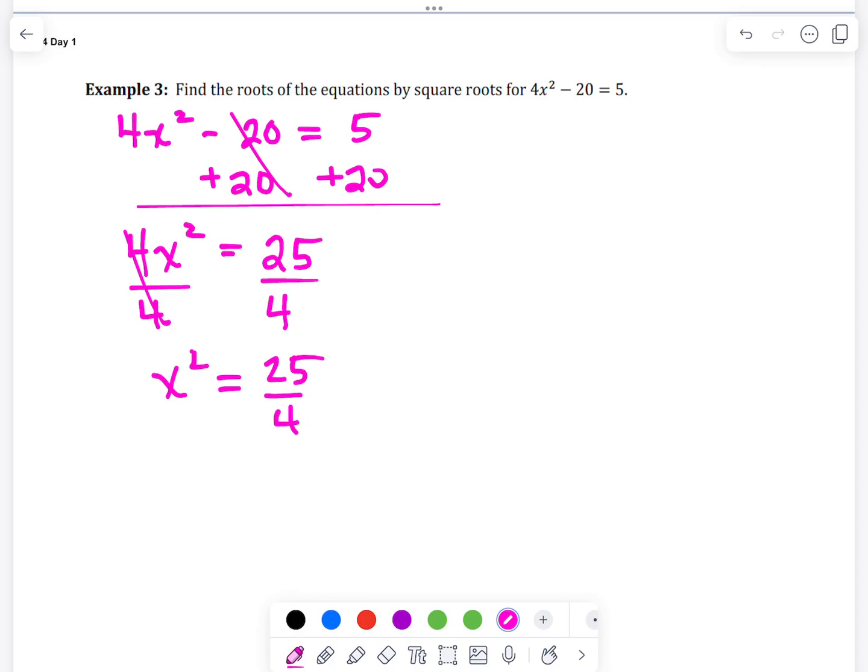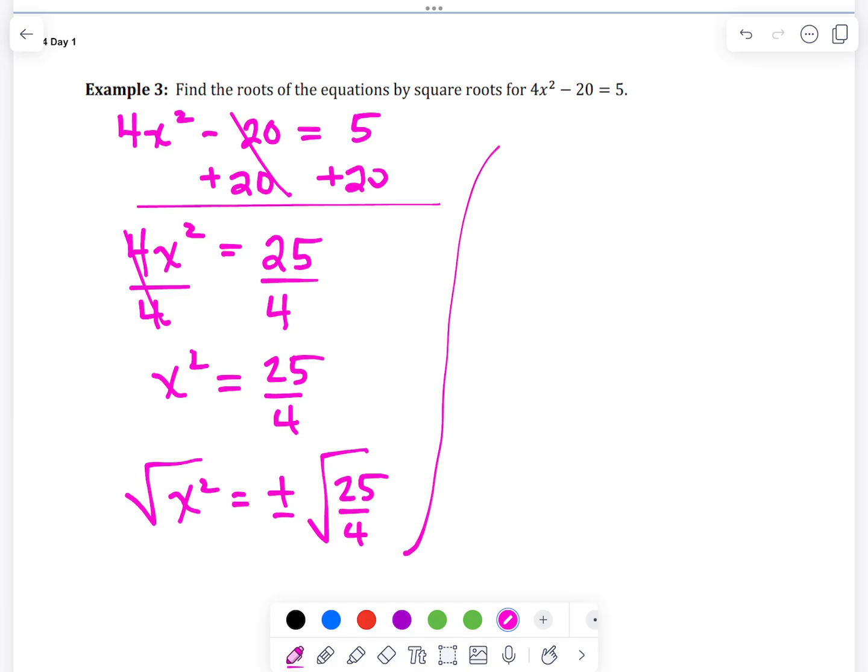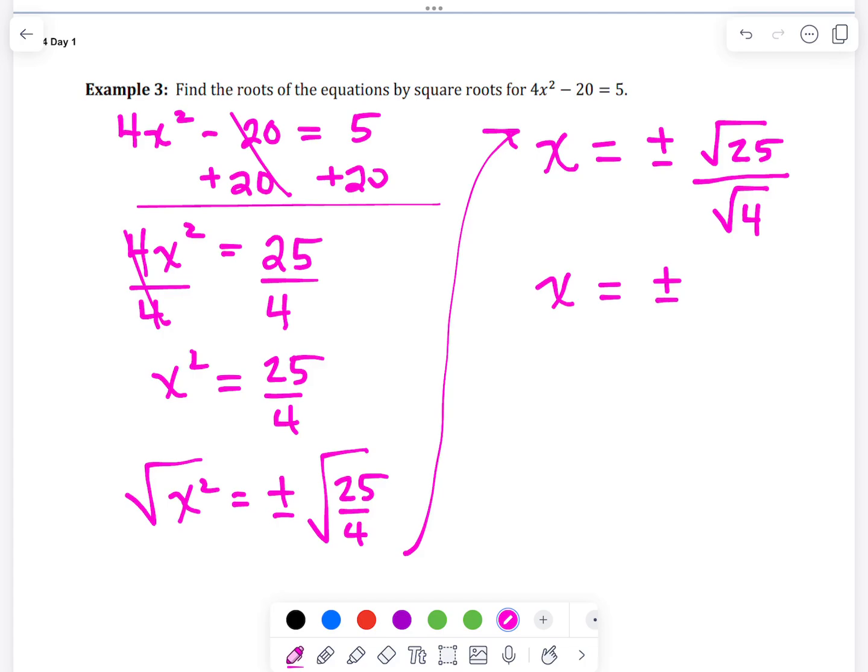Now we can go ahead and apply the square root property. We square root both sides. So now the square root of x squared is x. And now we can take that large radical and separate it into two radicals because they are both perfect squares, and that'll help us. So I'm going to take the square root of 25 divided by the square root of 4. They are both perfect squares. And then simplify them separately. So I get plus or minus, the square root of 25 is 5, the square root of 4 is 2.